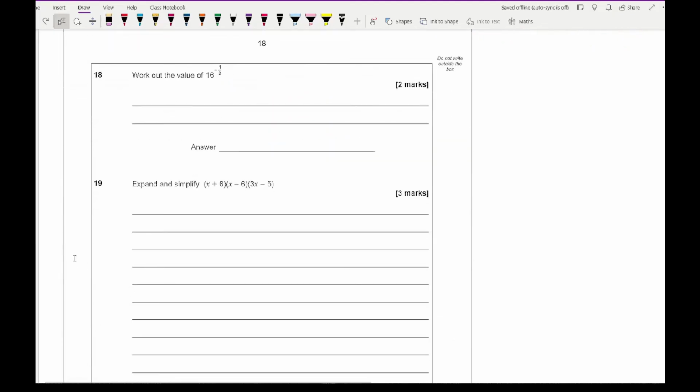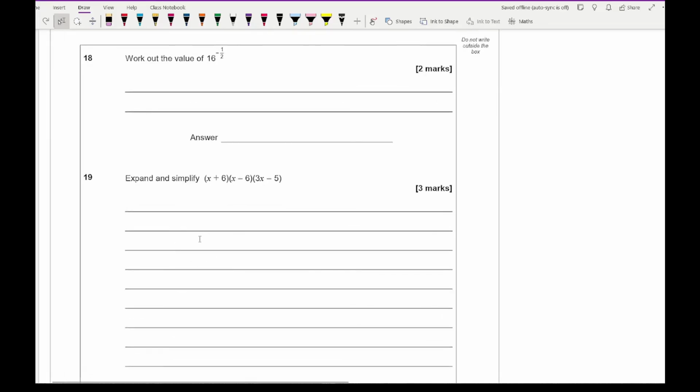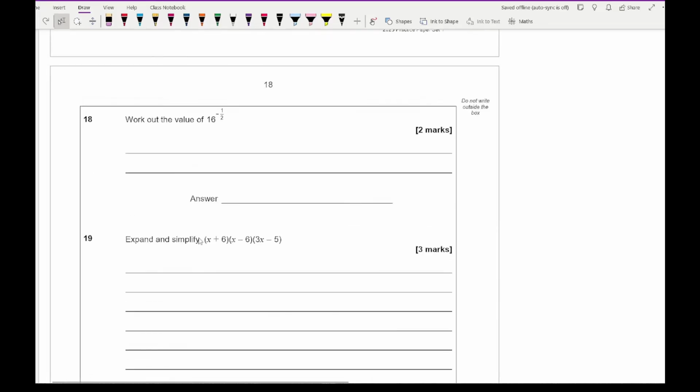Then moving on to question 18, it says work out the value of 16 to the power of minus a half. Well, minus a half means reciprocal. So that's going to be 16 to the power of a half. And everything to the power of a half is the square root. So it's going to be 1 over the square root of 16, which is a quarter.